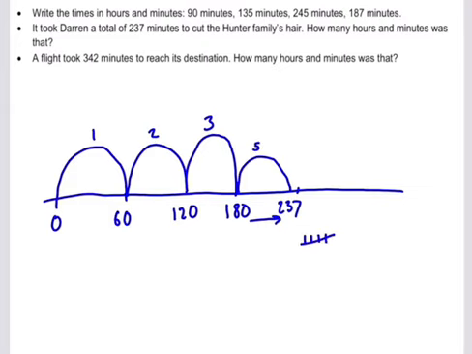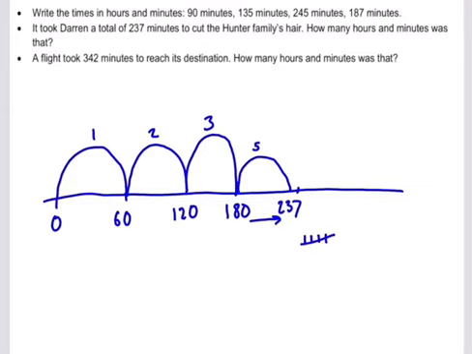If I didn't want to count up, I could have done 237, take away 180, 7 take away nothing is 7, 3 take away 8, can't be done, 13 take away 8, 9, 10, 11, 12, 13, 1 take away 1 is 0. I get the same thing. One way or another, I need to know how much to get from there to there. So, Darren took 3 hours and 57 minutes.